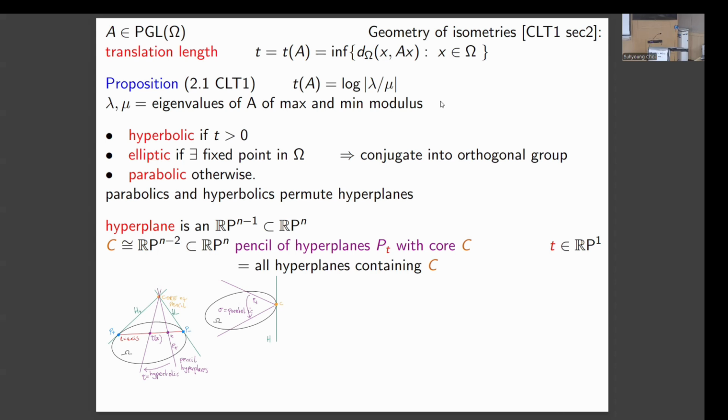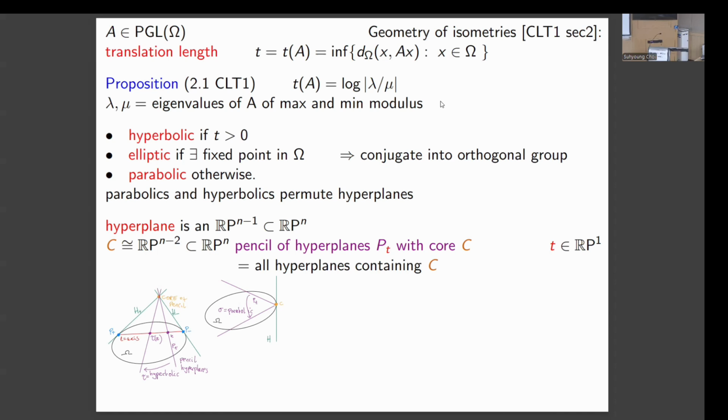The isometry is called hyperbolic if the translation length is positive. It's called elliptic if there's a point in the interior of omega that's fixed. And in that case, A is conjugate actually into the orthogonal group. And in the remaining case, it's called parabolic. So there's a way you can picture this. So elliptics, we understand, they're just rotations. What about hyperbolics and parabolics?